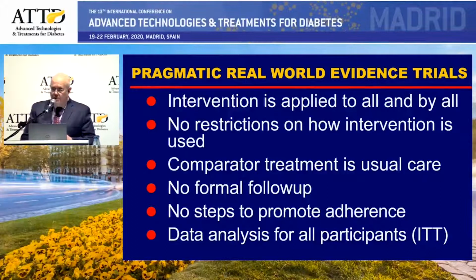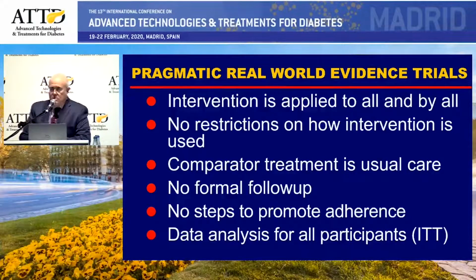Pragmatic in this case means at least you're starting prospectively with a group and then seeing what happens in the future. You could also do an observational real-world evidence trial where you're doing everything in the future and it's essentially a chart review. So in a real-world evidence trial that's pragmatic, the intervention is applied to all types of patients and by all types of clinicians.